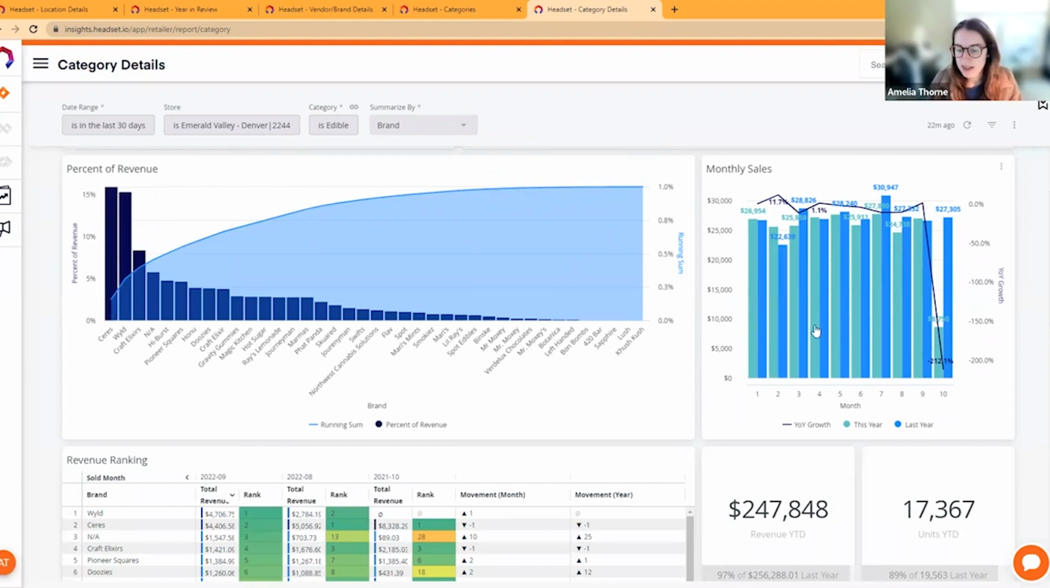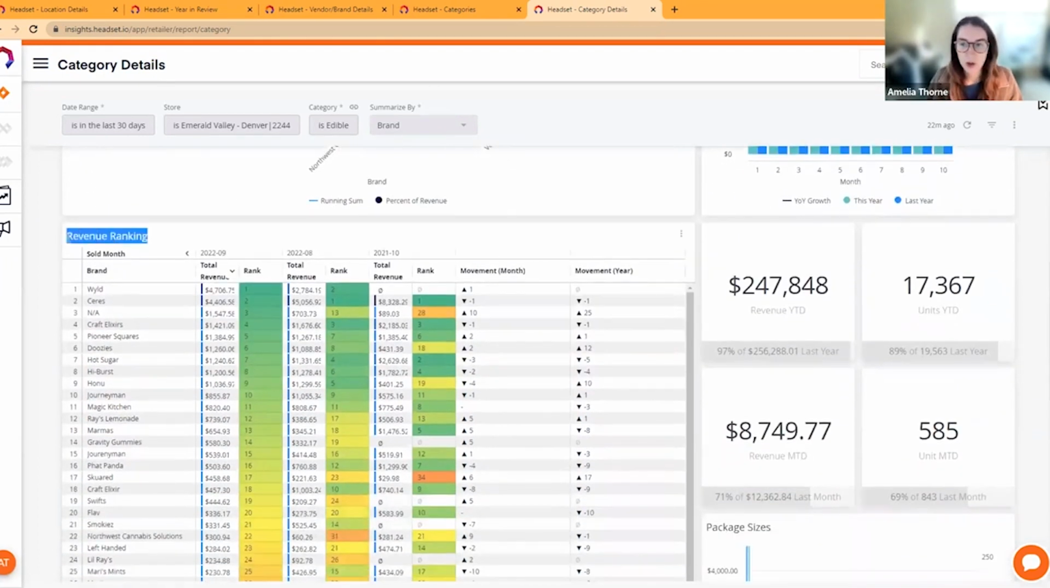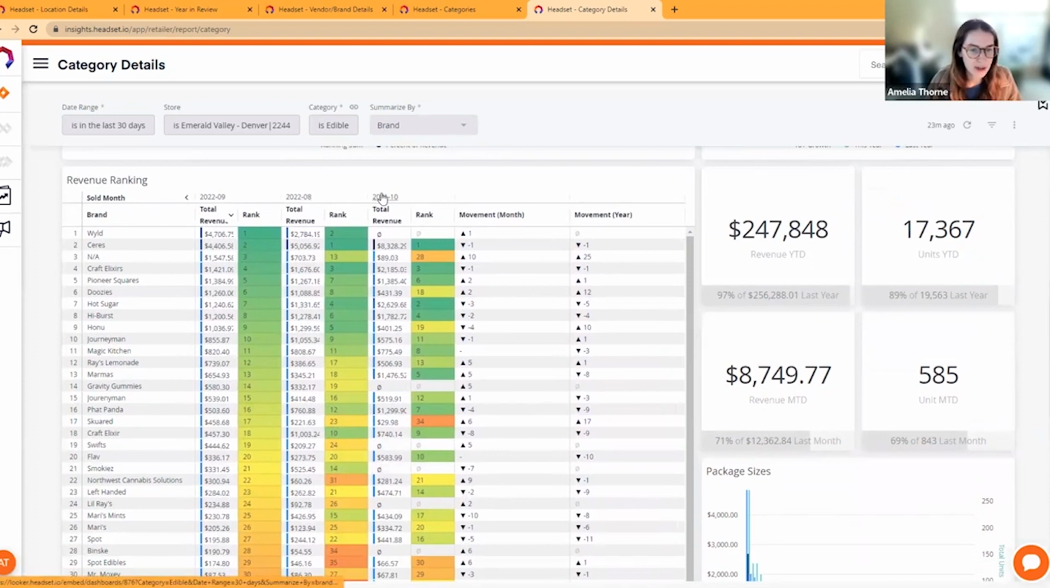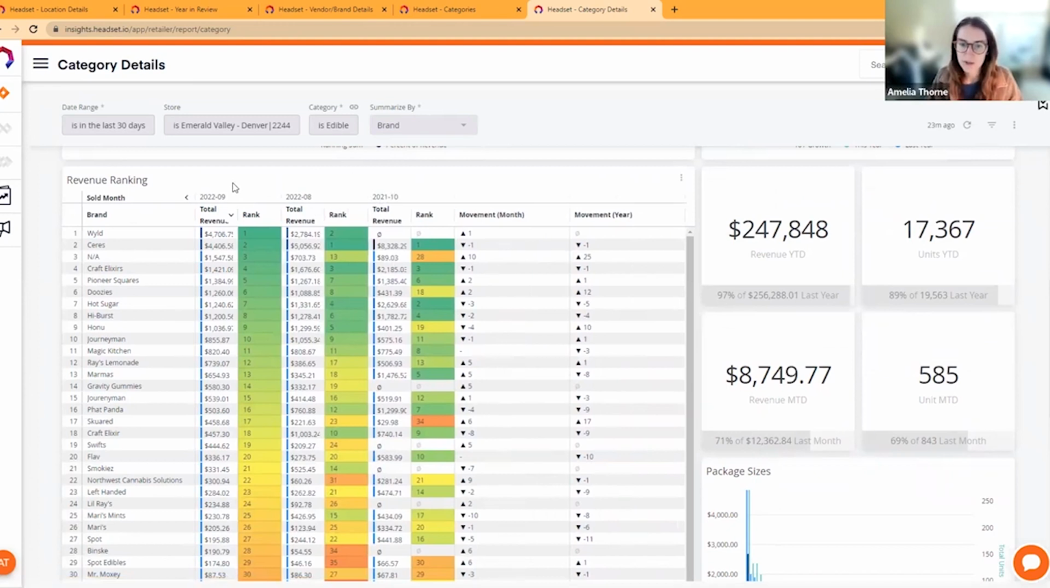We can see how monthly sales do this year compared to last year. It looks like this year is doing slightly better and outperforming last year in terms of edible sales. And then my favorite table of this whole dashboard is the revenue ranking. I think this is pretty cool. You can see the revenue ranking for each brand over time. This one is a little bit different. We're looking at the last 2 complete months of this year versus the current month that we're in of last year. So October of 2021 versus September and August of this year.